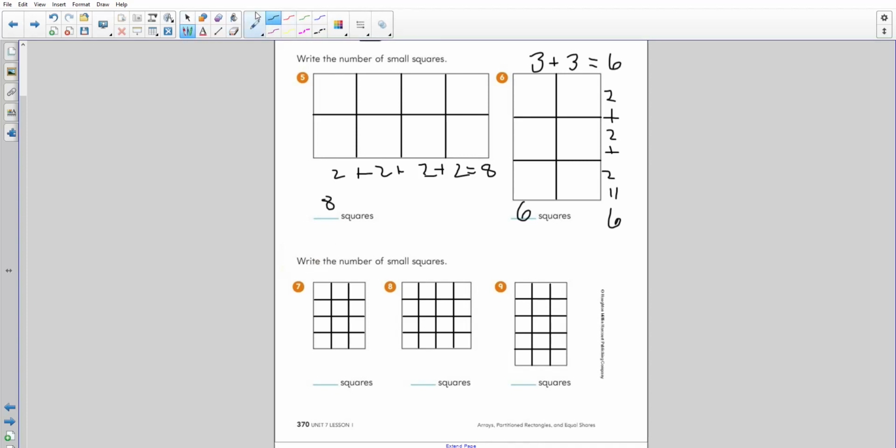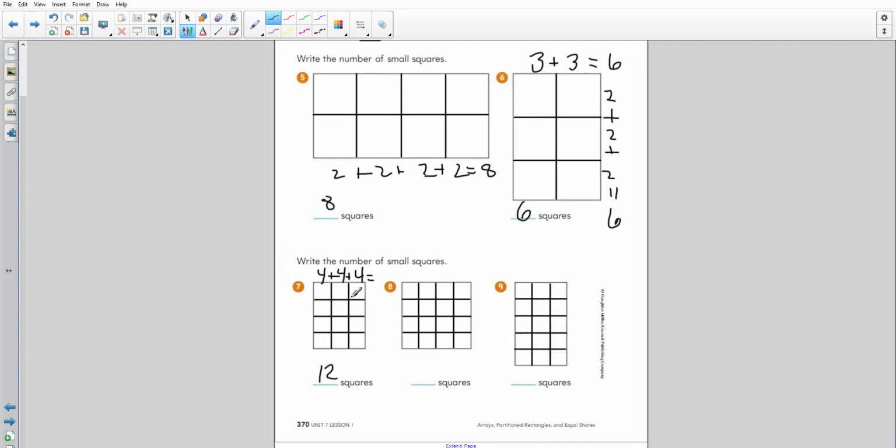I have 4, 4, and 4. Now, if I think of this as an array with an equation of 4 plus 4 plus 4, it helps me come to the answer. I know 4 plus 4, that's 8. And 4 more, what was that? You're right, it's 12.